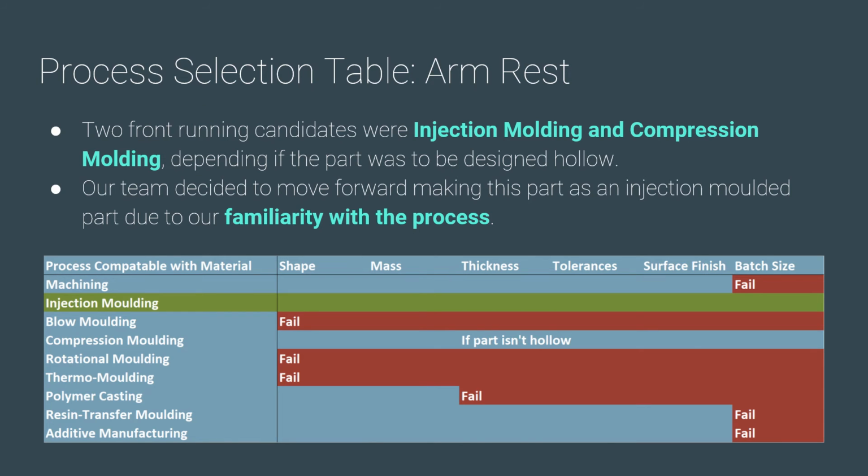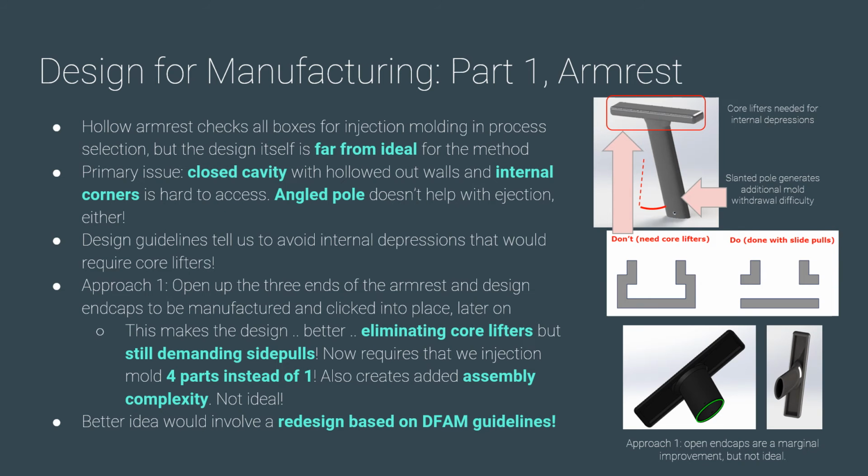Both injection molding and compression molding would be valid choices for this part, but we decided to go with injection molding because we are more familiar with the design process surrounding it and the cost structure of injection molding. While process selection correctly suggests injection molding for the armrest, the design's shape itself isn't exactly tailored for the process.